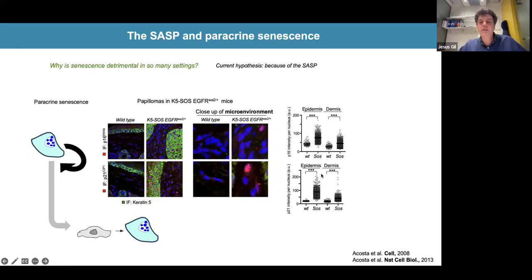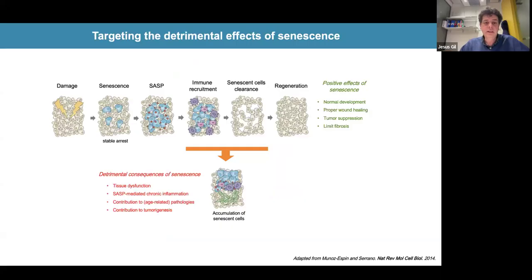And this induction of senescence in a paracrine fashion is one of the ways in which the SASP can cause disruption of tissue homeostasis. And we believe that that's maybe one of the main reasons why having very few senescent cells is enough to disrupt tissue homeostasis and cause a negative effect in many diseases. And this is basically a summary.